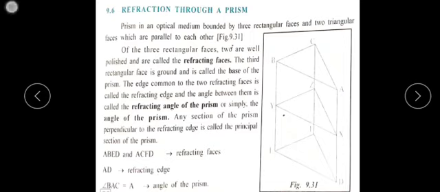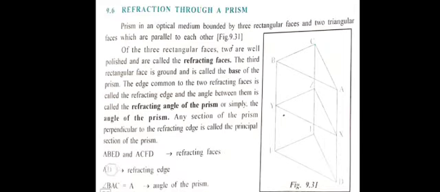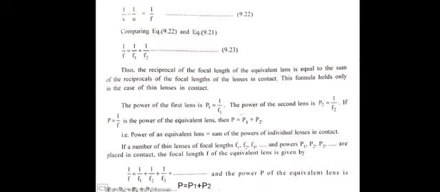These are given in the diagram, and some terms are given here. ABED and ACFD are refracting faces, and AD is the refracting edge. Angle BAC is the angle of prism.